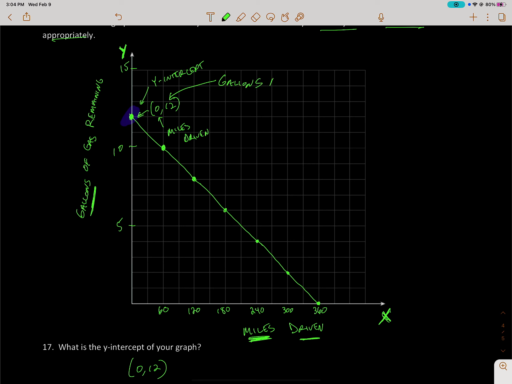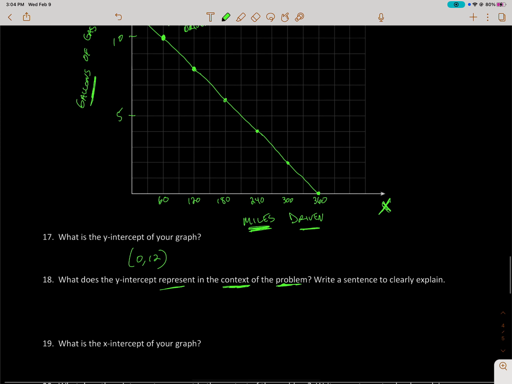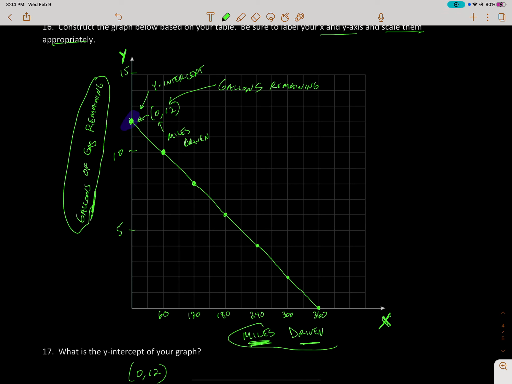Y means gallons remaining. So, if I remember from when I taught this course before, students really had trouble writing a sentence about what it means in context. In context just really means take what you labeled on the x and y axis, so that's the y axis and the x axis here. Take what you labeled and just put it on those numbers, like use that in the sentence.